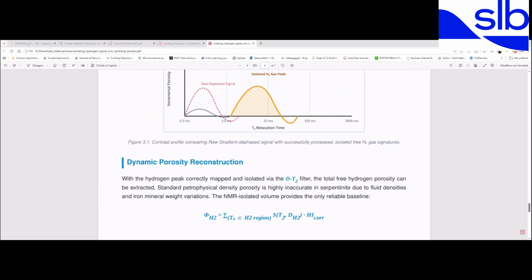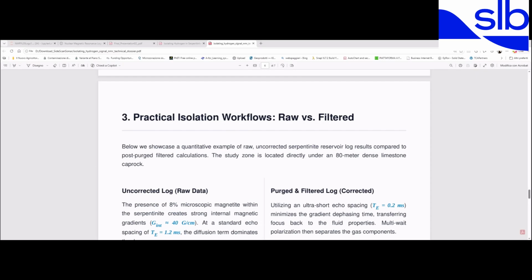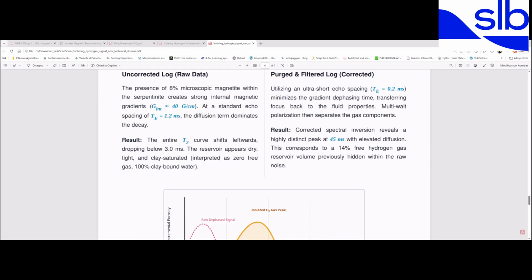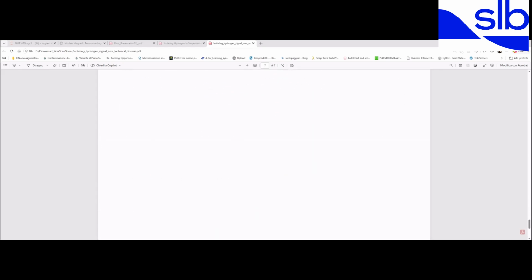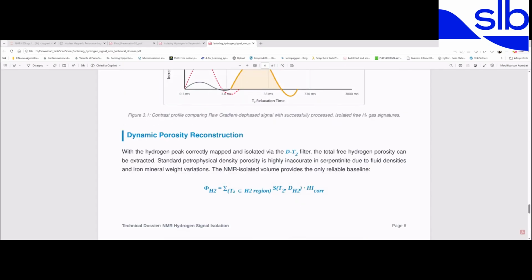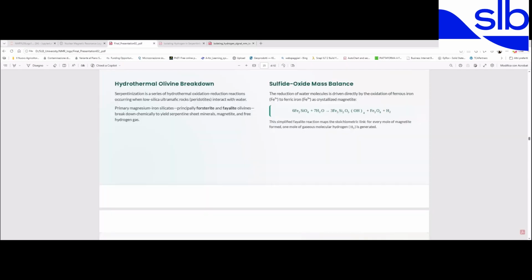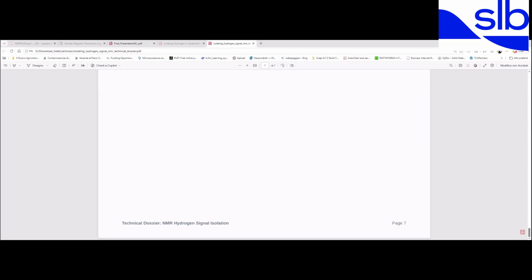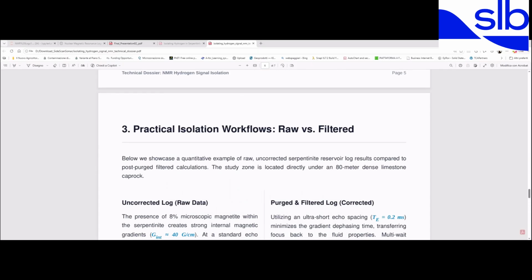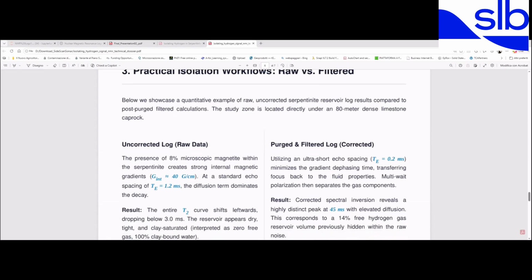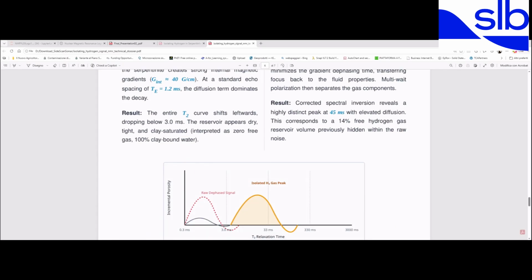So if you conduct the logs with standard techniques, it seems there is no possibility to extract hydrogen, but you lose much more information about the presence of Fayalite, the presence of Buchite, and the possibility of evolution of this trapped system. So it's a clear panoramic overview of the practical isolation workflow: filtered and corrected data, and a corrected spectral inversion that reveals a distinct peak at 14 milliseconds with elevated diffusion.